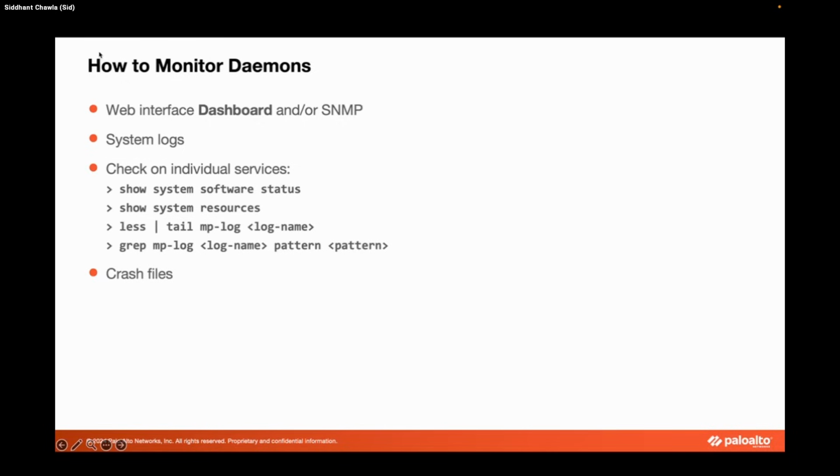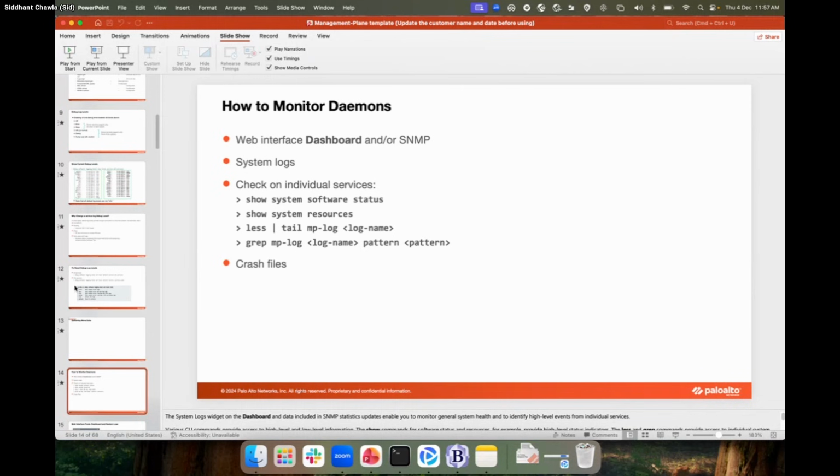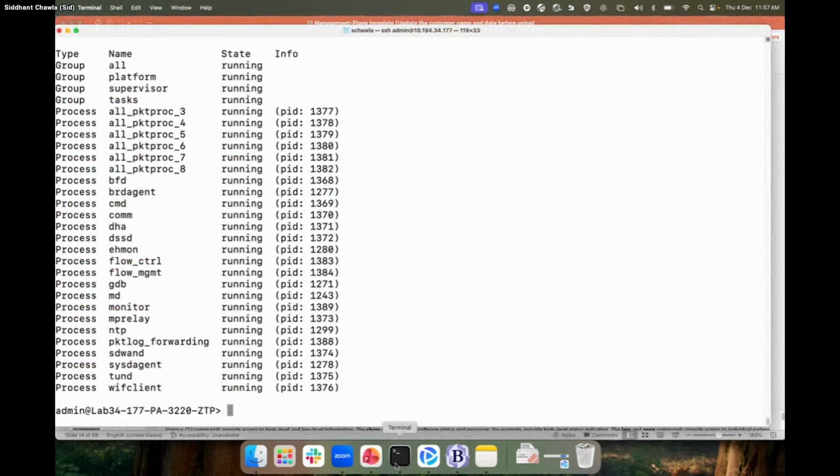So how to monitor daemons? You can verify through the web interface dashboard or use SNMP. Verify system logs. If any of the daemons is causing the issue, there will be a system log generated for it. Check individual services under show system software status and show system resources. And to view the log of any of the daemons, use the less or tail command. Let's also verify the authd log with the command less mp-log authd.